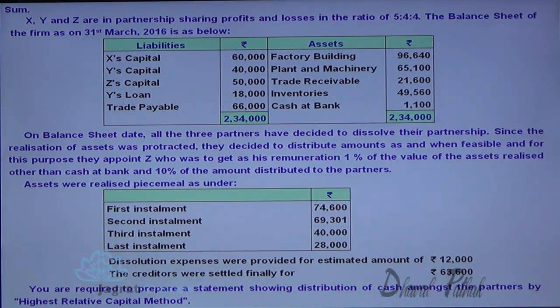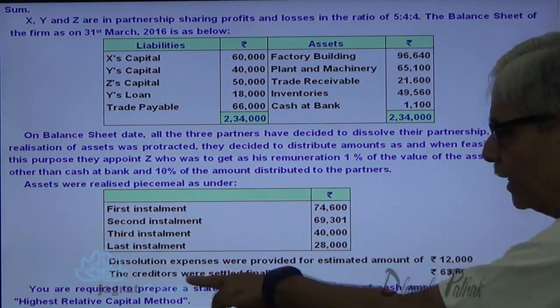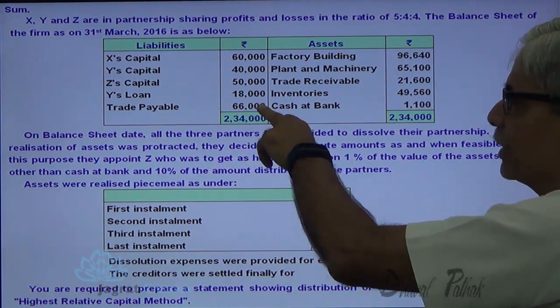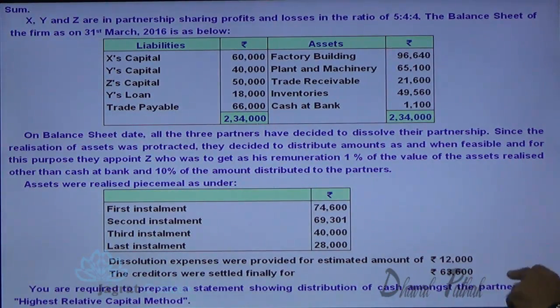Dissolution expenses provided for are estimated at 12,000. The creditors were settled for 63,600. So creditors are 66,000, payment settled for 63,600. This is the discount received. You are required to prepare the statement showing the distribution of cash amongst the partners, highest relative capital method.